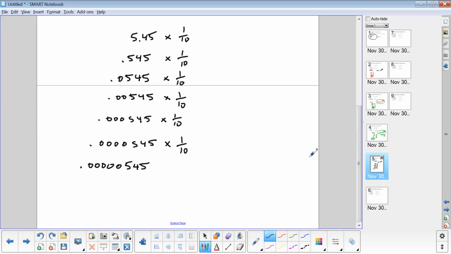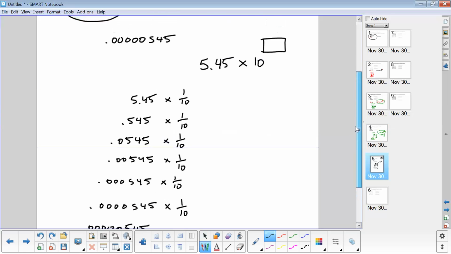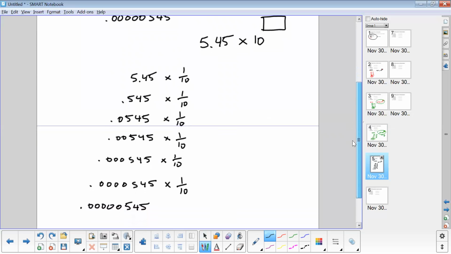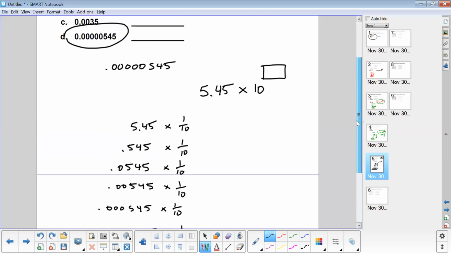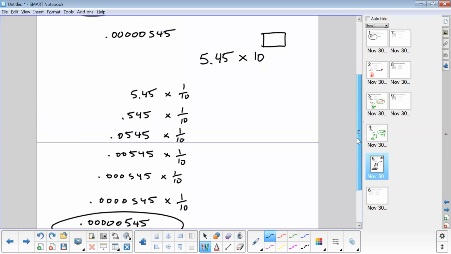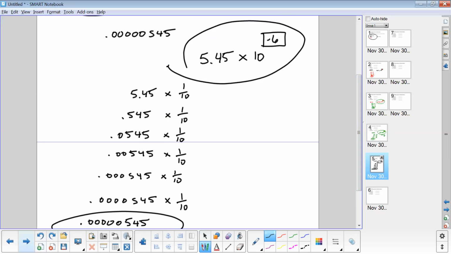Very small number. And that should be what we started out with, 5 zeros preceding the 545 value here. 5 zeros, 545. That is equivalent to what we started with. So how many times did we divide by 10? 1, 2, 3, 4, 5, 6 times. So we would write it as 10 to the negative 6th power. So that would be our scientific notation.